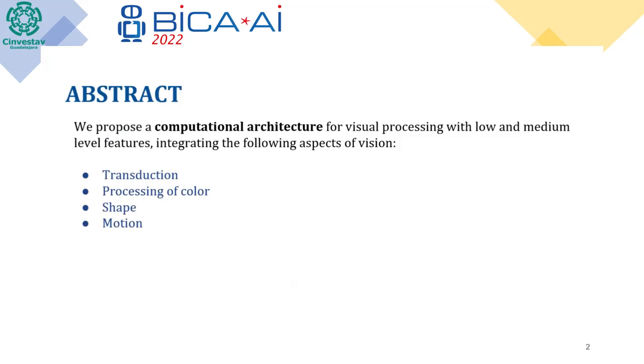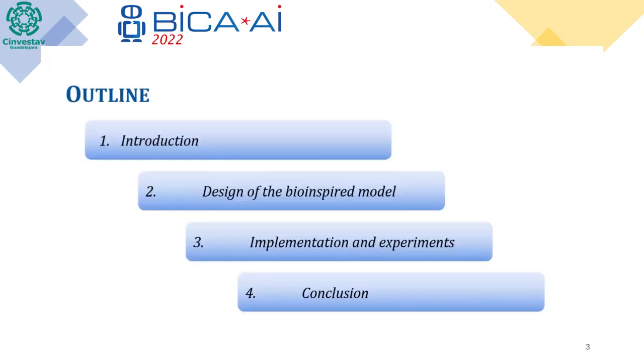So what does this work consist of? We propose a computational architecture for visual processing with low and medium level features, integrating the following aspects of vision: the transduction, the processing of color, shape, and the early stage of the motion processing. So this is the outline. We will start with the introduction.